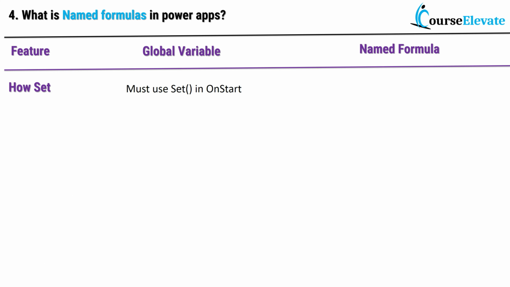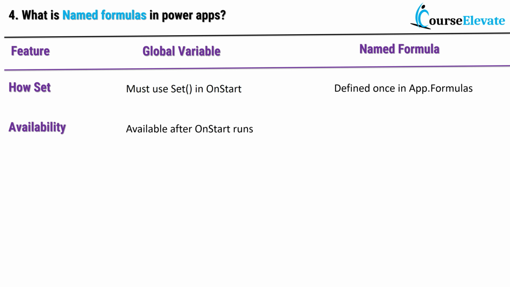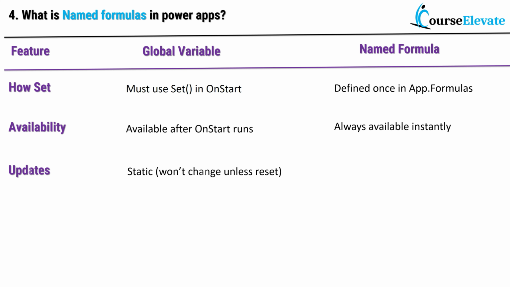Let's see the key differences between these two. First is the how-to. Global variables must use Set in the OnStart property, whereas a named formula is defined once in the App.Formulas. Next is availability. Global variables are available after OnStart runs, while named formulas are always available instantly. Third is the update. Global variables are static and won't change unless reset, while named formulas auto update and recalculate when input changes.